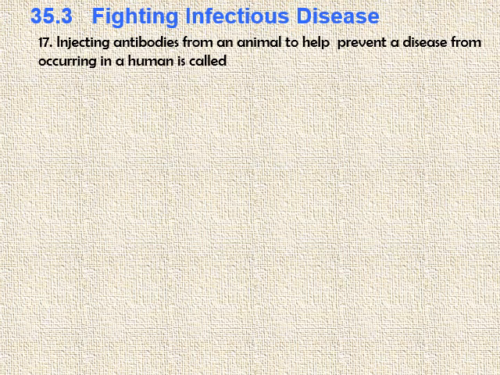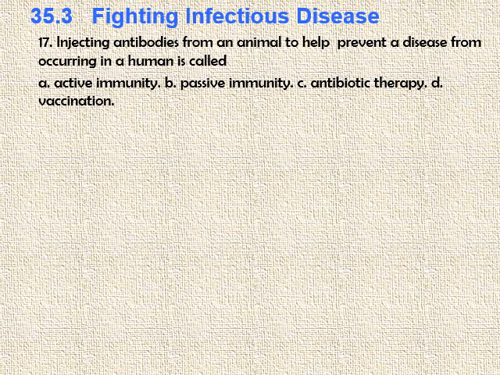Assessment questions from the third lesson of the chapter, Fighting Infectious Disease. Question number 17. Injecting antibodies from an animal to help prevent a disease from occurring in a human is called A. Active immunity, B. Passive immunity, C. Antibody therapy, and D. Vaccination. The correct answer is D.